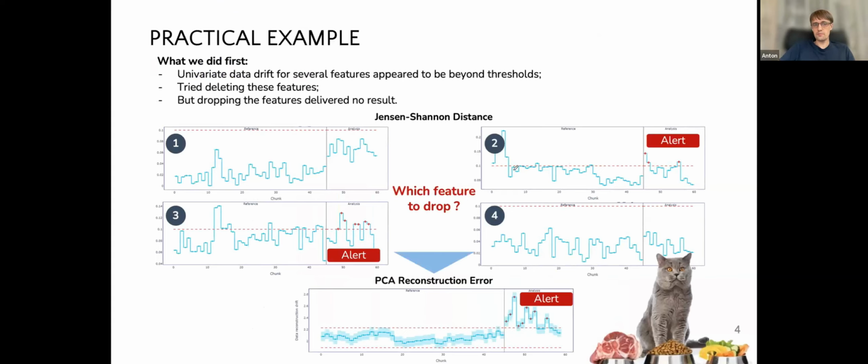And to investigate further, we measured multivariate data drift using PCA reconstruction error. It's shown here at the bottom of the slide. And this metric also revealed significant drift on out-of-time during the same period, indicating that the model was likely affected by some sort of population shift. But was the observed effect solely due to the drifting features?